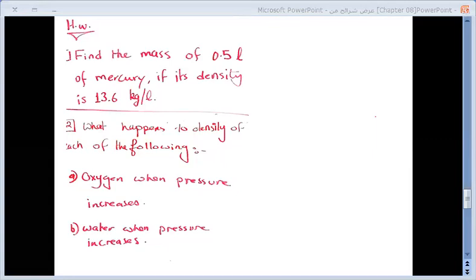Exactly. Excellent. Excellent Hamza, ماشاء الله. Why, Hamza? Because when we increase the pressure, the particles will move faster and the density will increase.